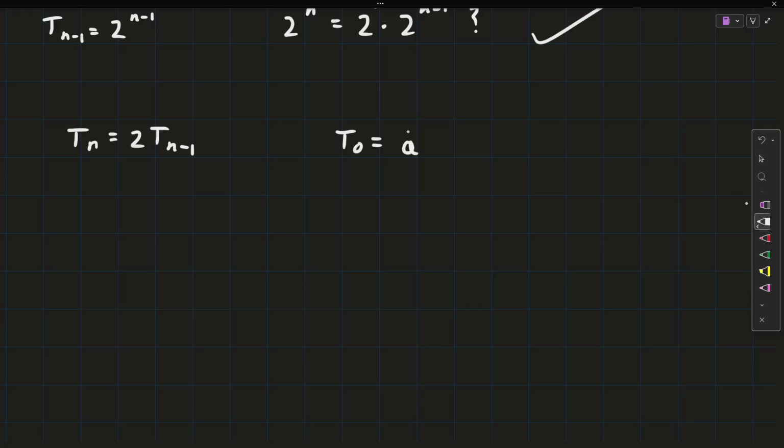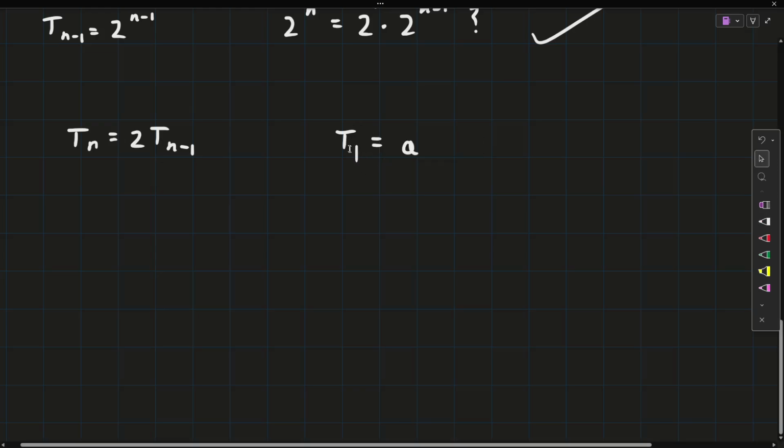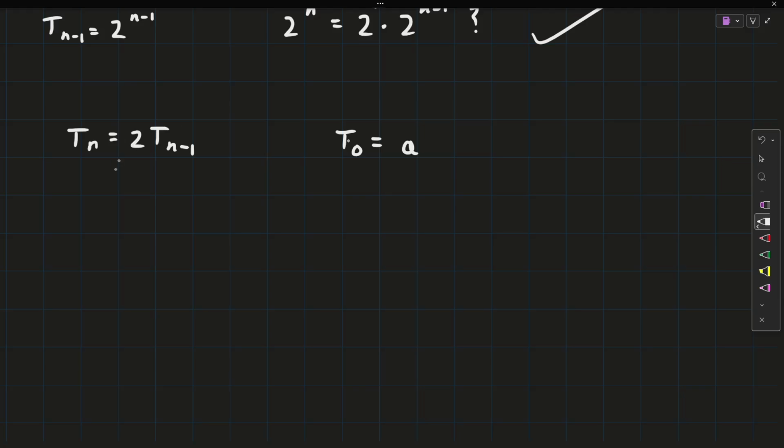And one thing that I would encourage you to do after the video is do all of this, but instead of starting at t_0, start at t_1 and see what you get as the answers. They're going to be slightly different, but it should all work out the same overall. So starting at t_0 equals a, we want to find a formula for the nth term.